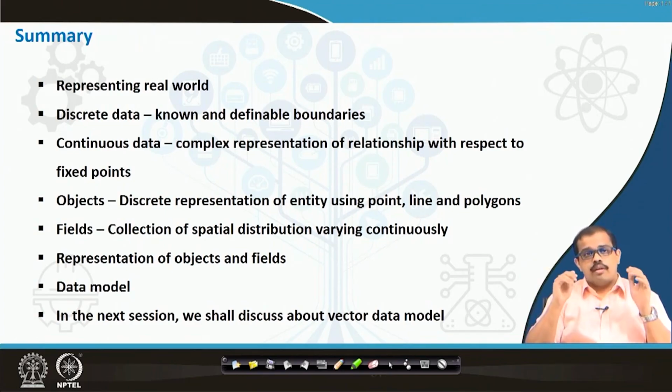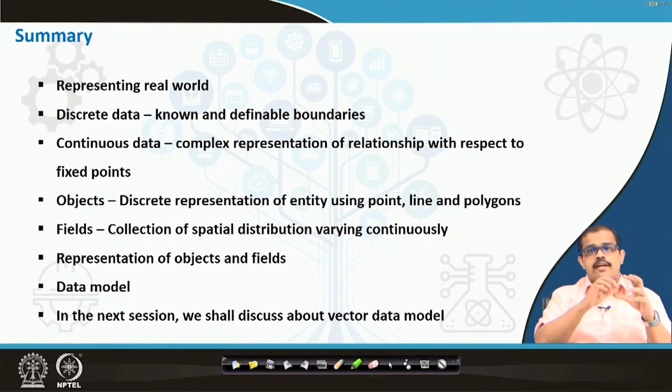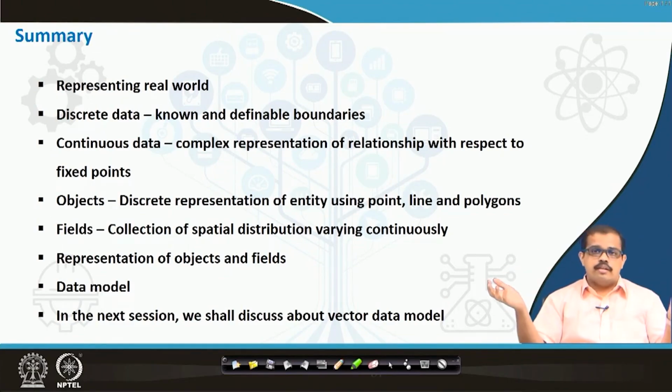Okay. So, when we are looking at objects and fields, objects are discrete representations of an entity using a point, line and a polygon, whereas when I say fields, it is a collection of spatial distribution varying continuously. So, you have a huge amount of spatial distribution values. These values are connected to geographic coordinates, and these vary across space, and have been captured by various measures into the data set. So, that is what is called fields.